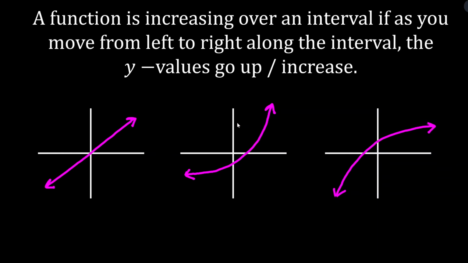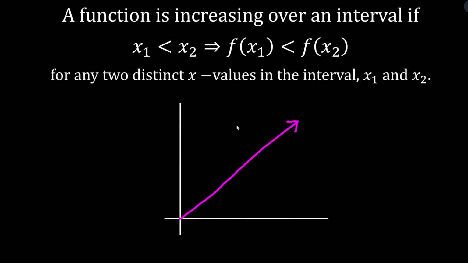How can we make this more formal, more rigorous, more mathematical? Here's how we do it. A function is increasing over an interval if, don't freak out, this is a conditional statement. It's an if-then. If x1 is less than x2, these are x values in the domain, then f of x1 is less than f of x2. These are y values in the range on the y-axis, right? For any two distinct x values in the interval.